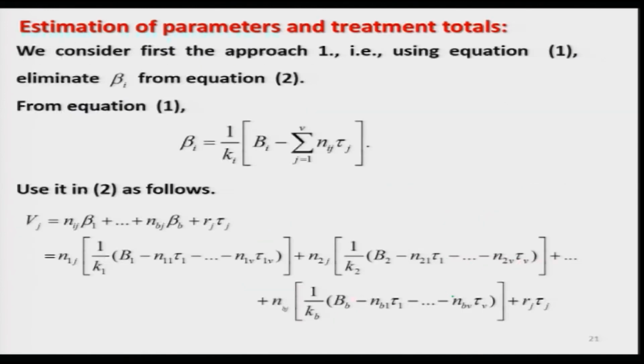So, now we attempt approach number 1, because in practice we are more interested in estimating the treatment effects, right. You can always ask why I am not going first for the second approach. Yes, I will show you, but at this moment I want to show how things are going to progress. So, we consider the first approach: using equation number 1 we eliminate beta i from equation number 2.